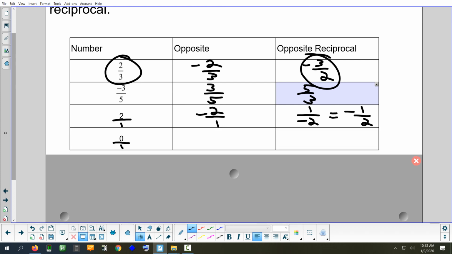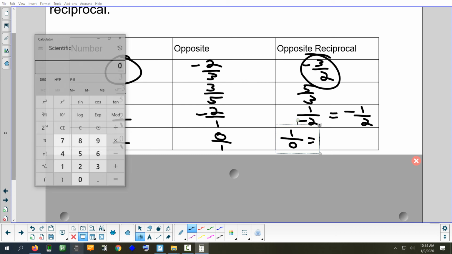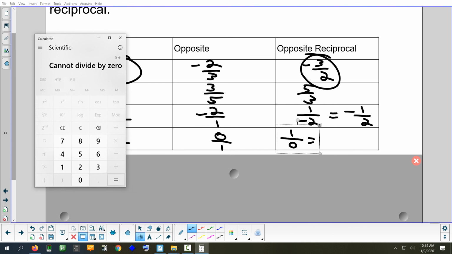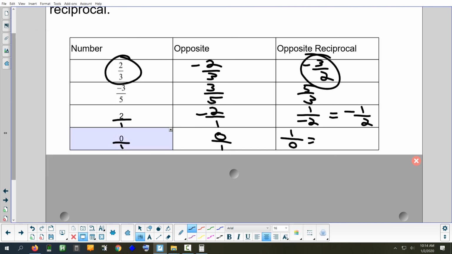Now, a little tricky. What's the opposite of 0? 0. 0 is its own opposite, it stays the same. The opposite of 0 is 0. Now, when you flip 0/1, you get a 1 in the top and a 0 in the bottom. That's not good. What happens when you divide by 0? When 0's in the top, you get 0. When 0's in the bottom, what do you get? If you put 0 in the bottom, you don't get 0. It would be undefined. If you try it on a calculator and divide by 0, look what the calculator tells you: cannot divide by 0. Can't do that. What does that mean? Undefined.